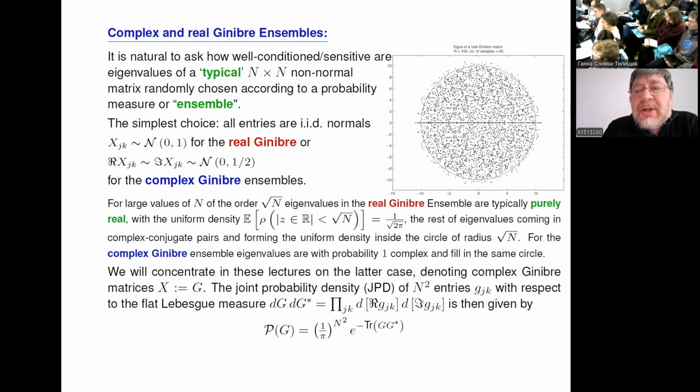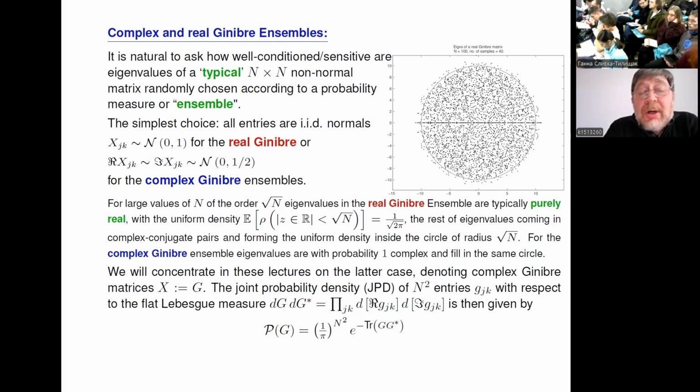Or one can consider, and in fact, in most detail, technically, in most cases in these sets of 3 lectures, we will concentrate on the complex counterpart of this ensemble, when every entry is an independent and identically distributed variable, and also the real and imaginary part of every entry is a normal variable. It's conventional to take mean 0 and variance 1/2 for them.